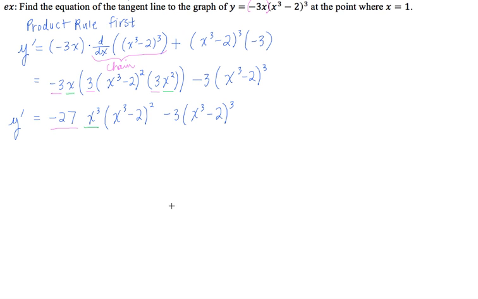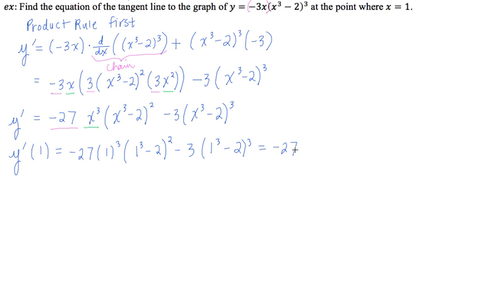Now we want to find the equation of the tangent line to the graph of that at the point where x is 1. So that means we need to find the derivative when x is 1. So let's find y prime of 1. We'll plug 1 in for x everywhere. So negative 27 times 1 cubed times (1 cubed minus 2) all squared minus 3 times (1 cubed minus 2) all cubed. Let's see what that comes to.